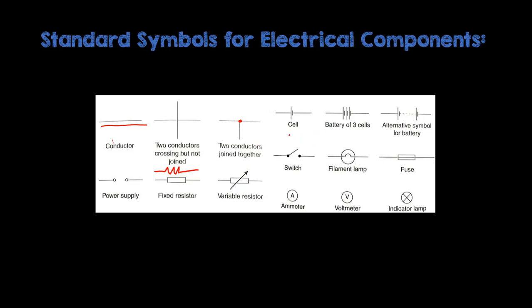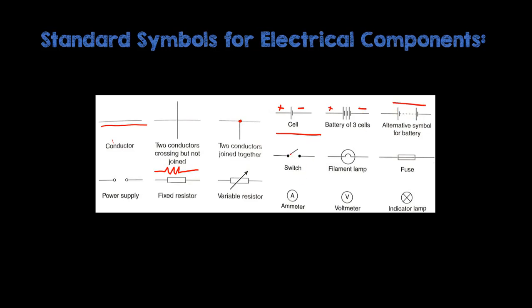Next one, cell. This one is the negative. The shorter one is the negative. And the longer one is the positive. Okay. Battery cells, battery of 3 cells. This is a series of cell. So this one is positive, this one is negative. Alternative symbol for battery. So pwede ito.